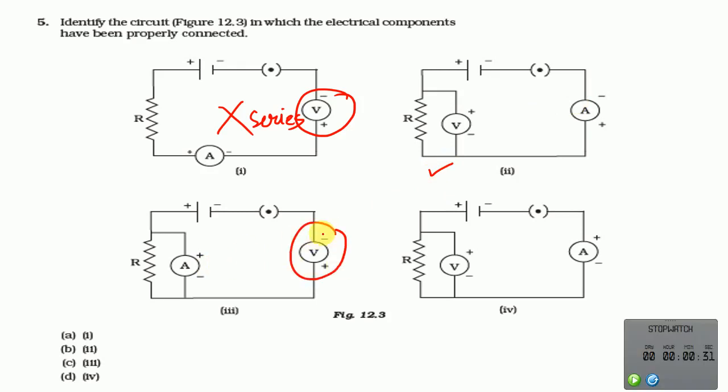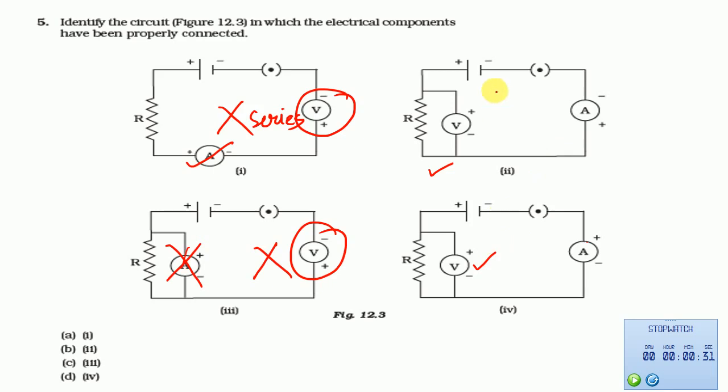Again here voltmeter is in series. So this is cancelled. Ammeter is never connected in parallel. Here both are in series. So this is okay, but this is wrong. Here this is wrong, and this is also wrong. Now here voltmeter is in parallel. Here also voltmeter is parallel. Ammeter is in series. But there is a minute difference.